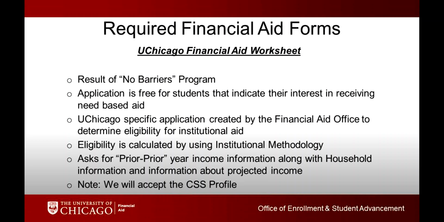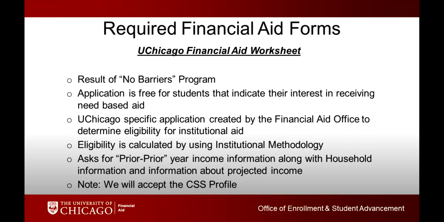Provided the family tax information is very simple, both parents or one parent is earning just through standard W-2 earnings, and does not have anything that's generating a lot of passive income, the federal and institutional contributions generally run hand in hand. We also ask for prior year income information, along with current household information, so also asking for the 2019 taxes. And we will accept a CSS profile if you want to complete that.